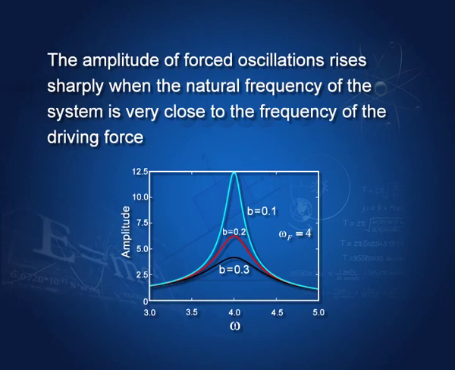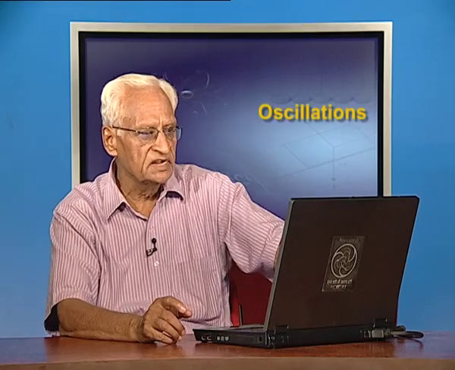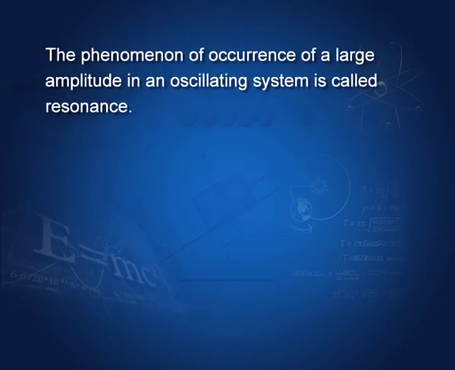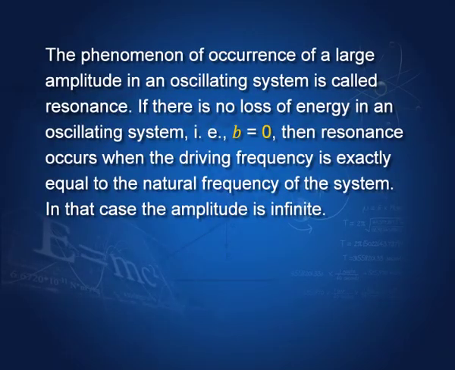The amplitude of forced oscillations rises sharply when the natural frequency of the system is very close to the frequency of the driving force. This omega_r is very close to the natural frequency, and when omega_r is equal to omega_f, we have the maximum amplitude. The phenomenon of occurrence of a large amplitude in oscillating systems is called resonance. If there is no loss of energy in an oscillating system, that is b equal to 0, then resonance occurs when the driving frequency is exactly equal to the natural frequency. In that case, the amplitude is infinite.